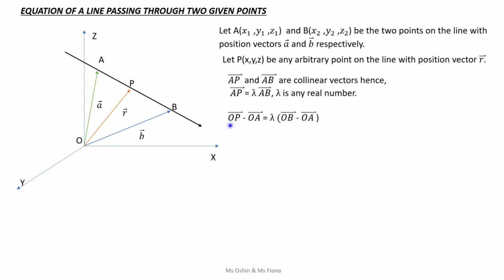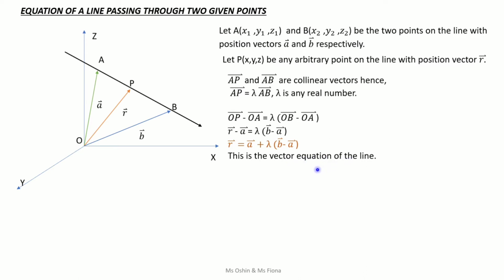Substituting OP vector as R vector, OA vector as A vector, OB vector as B vector, we get vector R minus vector A is equal to lambda times vector B minus vector A. Rearranging, we get vector R is equal to vector A plus lambda times vector B minus vector A. And this is called the vector equation of the required line.